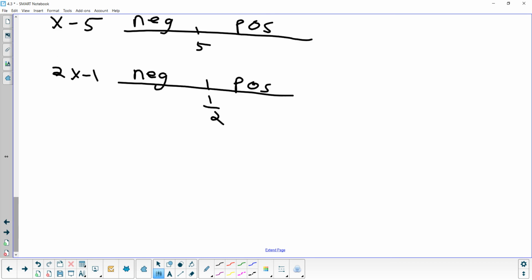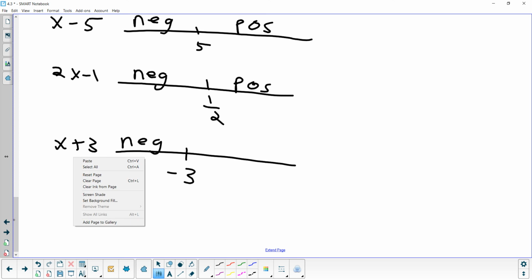All right, and let's do x plus 3. What's my root of x plus 3? Minus 3. If you plug in numbers smaller than minus 3, try negative 10. It's definitely going to give you a negative. Plug in a number bigger than negative 3, that would be like 0. It will give you a positive.